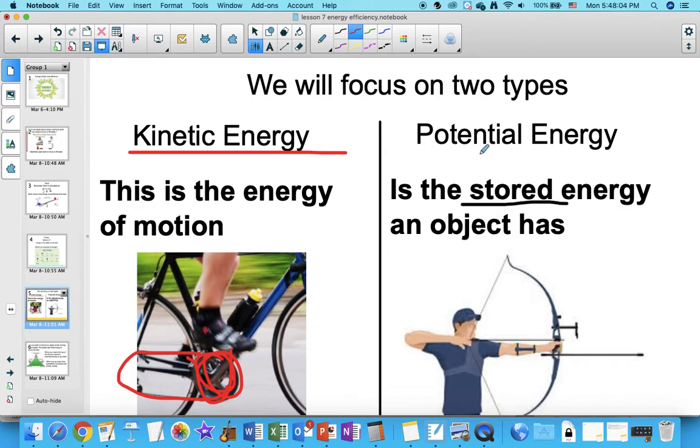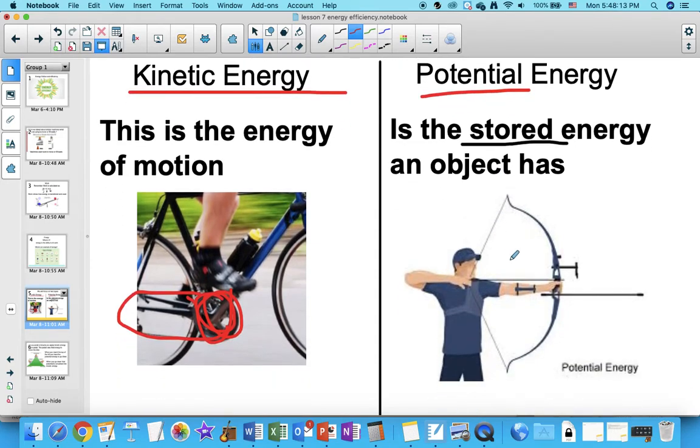Stored energy, or potential energy, is the energy that the machine or object or person potentially has. In this case, we have a bow. When you pull the bowstring back, it bends backwards here and here, and it holds onto this arrow, and until you let go, it has this potential to release this energy. Until you do, it's just called potential energy.